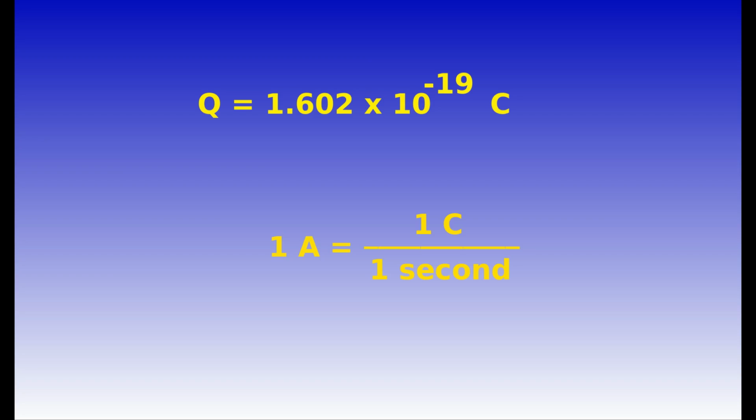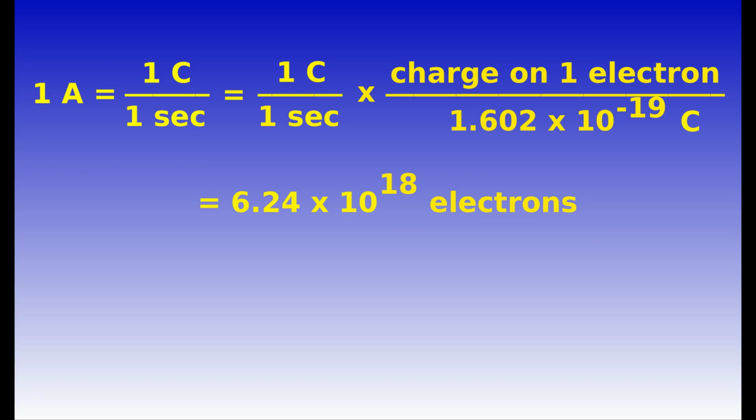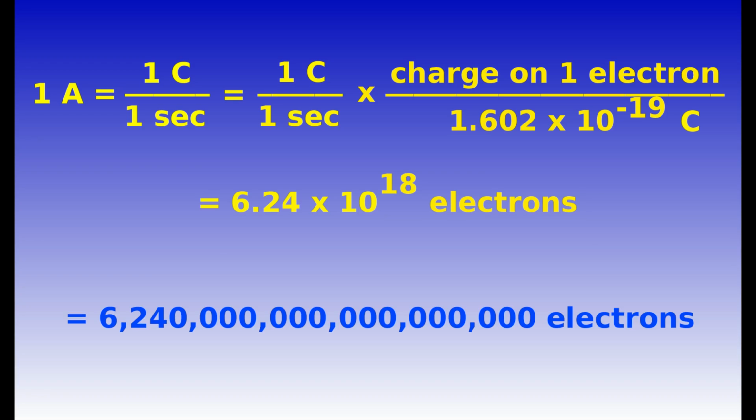If the charges were electrons, for example, the number of charges needed to make 1 amp would be: 1 amp equals 1 coulomb divided by 1 second, equals 1 coulomb divided by 1 second times 1 electron divided by 1.602 times 10 to the power of minus 19 coulombs, which is equal to 6.24 times 10 to the power of 18 electrons, or 6,240 quadrillion electrons.